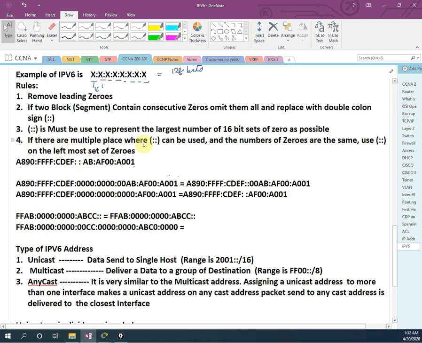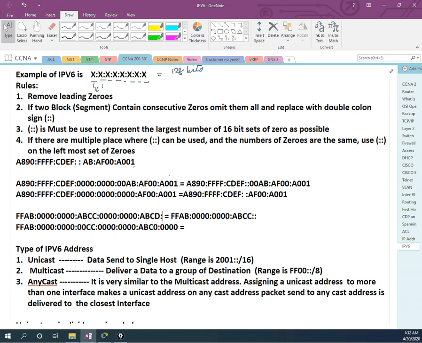And if there are multiple places where the double colon can be used and the number of 0s is the same, for example, if both sides have the same number of 0s, let me show an example here. Let me write 0 0 0 0, then colon 0 0 0 0. Count this, how many blocks? 1, 2, 3, 4, 5, 6. Then we need to write something. I will write A B C D 7. Then we need to write some more. I will write this.